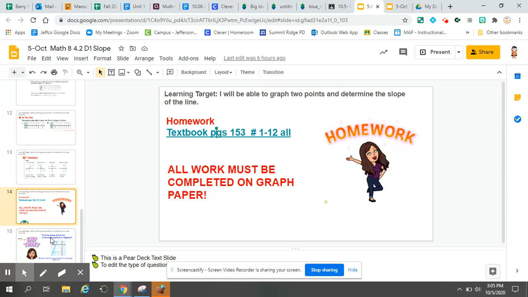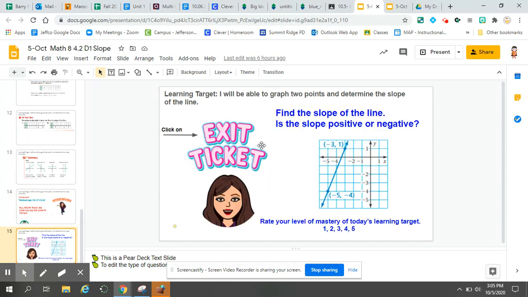And then lastly, for your exit ticket, just click right here above my face, my Bitmoji face, and you will get to your exit ticket and you're going to find the slope. Then rate your level of mastery of today's learning target. I will be able to graph 2 points and determine the slope of the line.